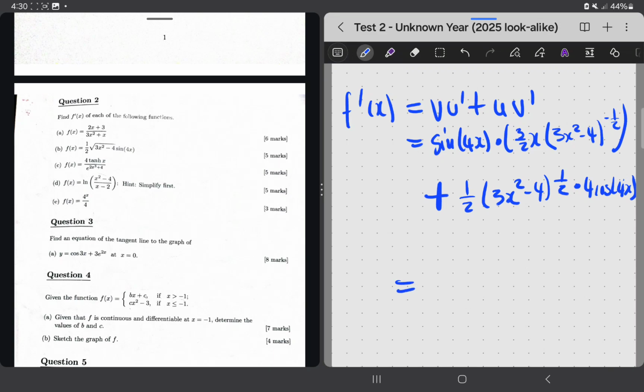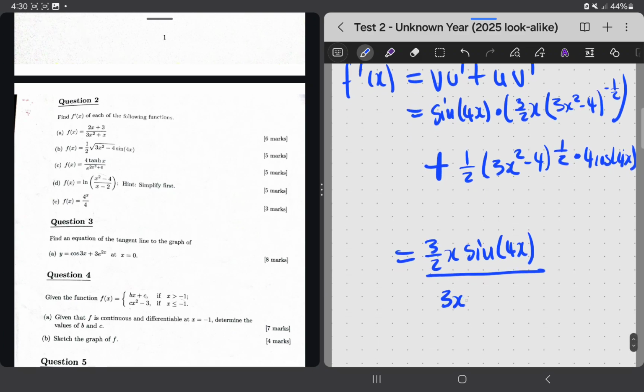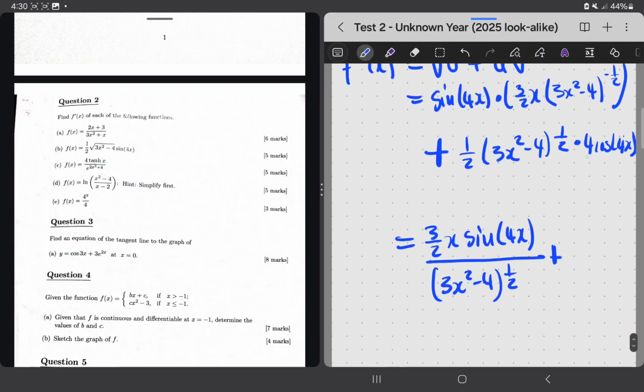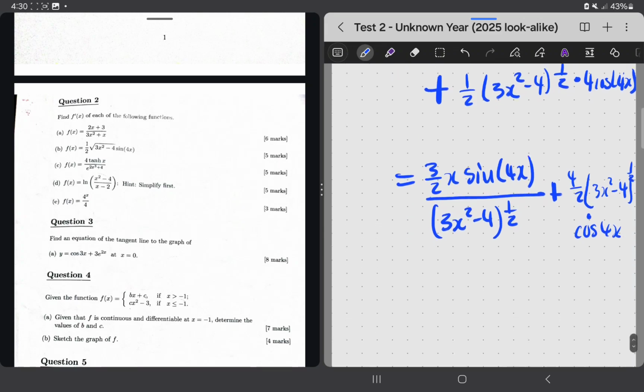What do we now get? Well, this comes in front, it's going to be 3 over 2 x sine 4x. Then this, since it's to the negative half, we'll put it in the denominator, and it's just going to be 3x squared minus 4 to the positive half. Then we now say plus. Here we have 4 times half, so it's going to be 4 over 2. Then it's going to be 3x squared minus 4 to the half, and it's going to multiply cos 4x.